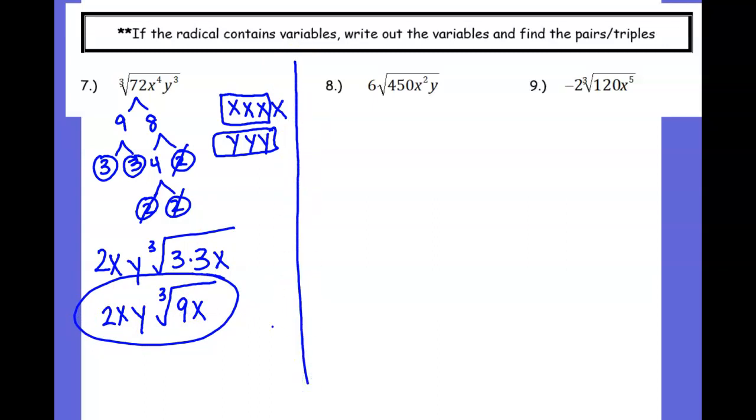All right, for number 8, I'm not going to forget about that 6. That's going to come down. Okay, and we're going to take 450, and let's do 45 and 10.